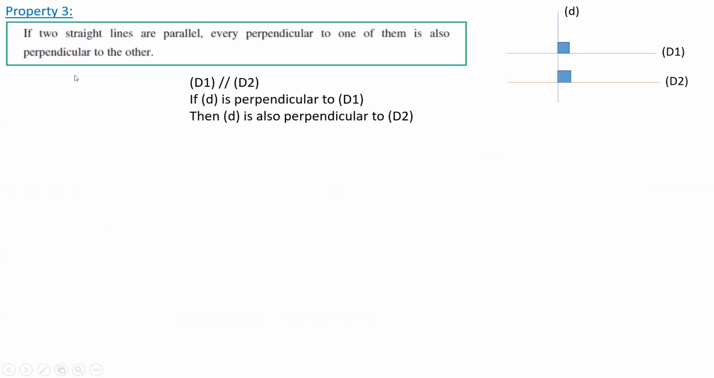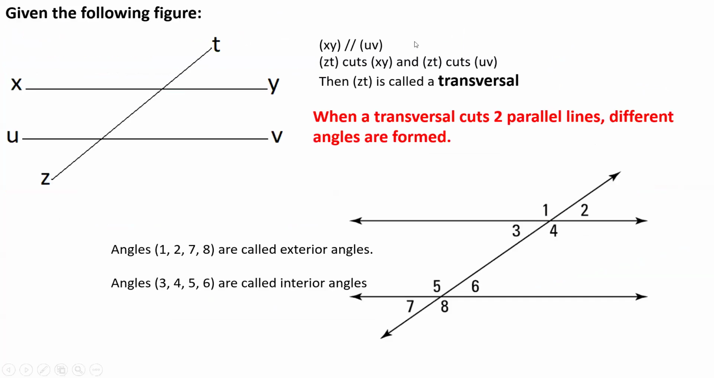Property number 3, if two lines are parallel, every perpendicular to one of them is also perpendicular to the other. For example, D1 is parallel to D2. If I draw a line D perpendicular to D1, also if I continue this line, it will be perpendicular also. D will be perpendicular to D2.